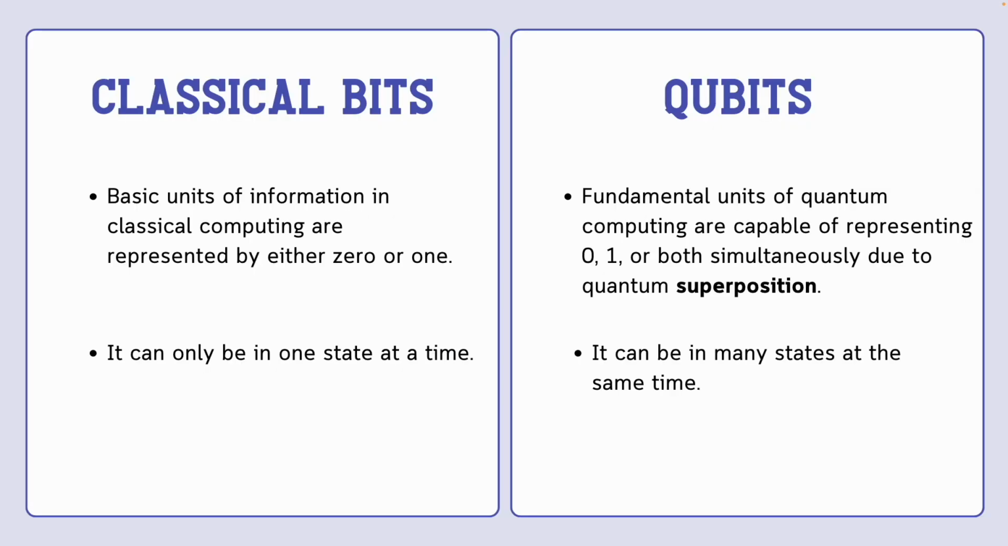Now first, let's compare the classical bits with quantum bits or qubits. The basic units of information in classical computing are represented by either 0 or 1. In other words, one bit can only be in one state at a time. Qubits are fundamental units of quantum computing. They are capable of representing 0, 1, or both simultaneously due to quantum superposition. It can be in many states at the same time.